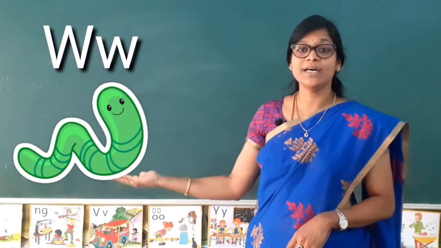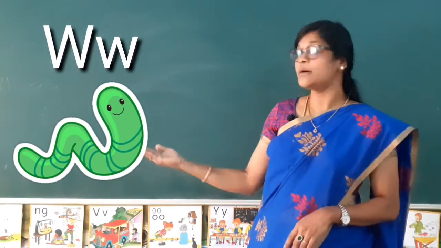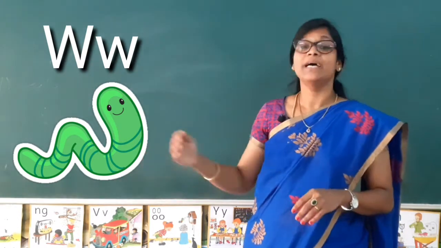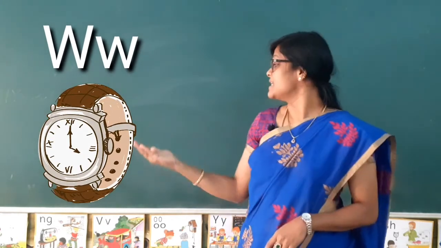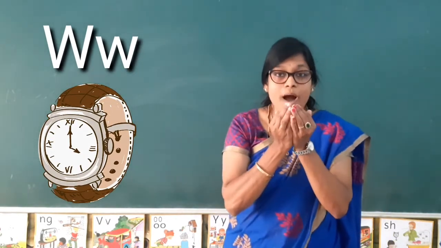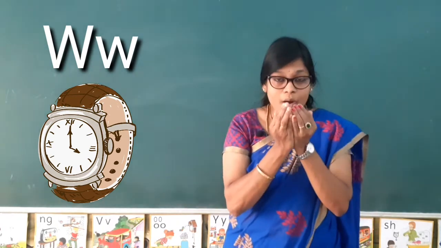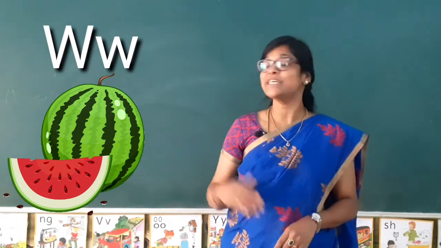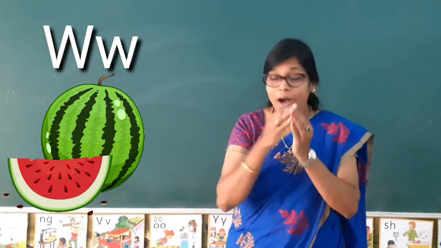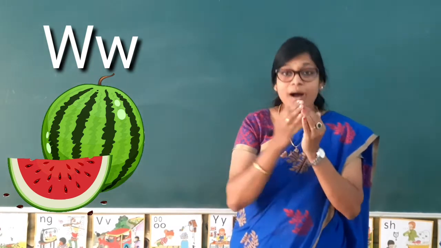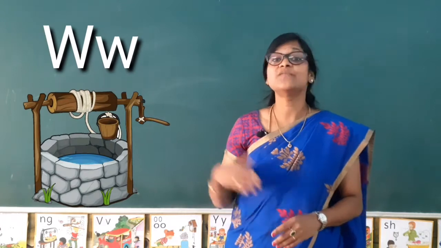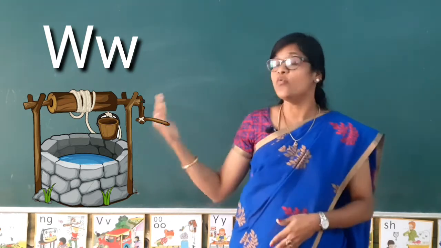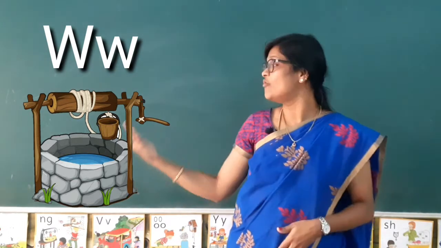W is for worm. Wuh, wuh, worm. W is for watch. Wuh, wuh, watch. W is for watermelon. Wuh, wuh, watermelon. W is for well. Wuh, wuh, well.